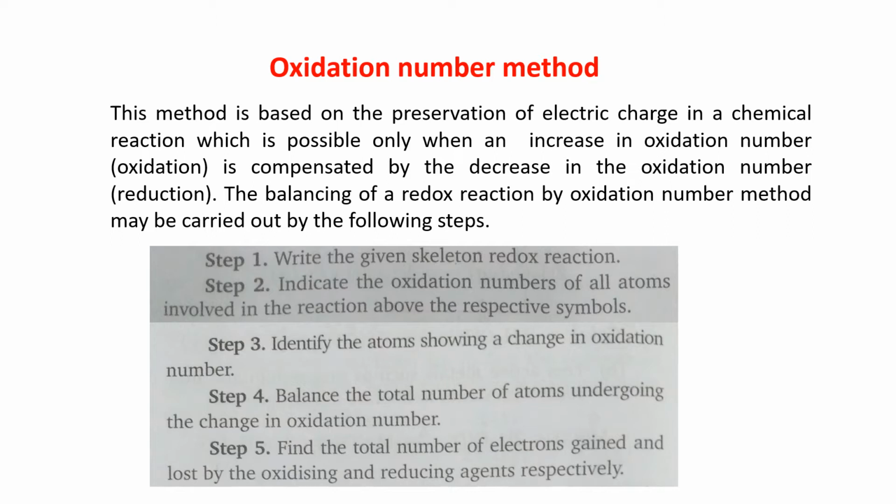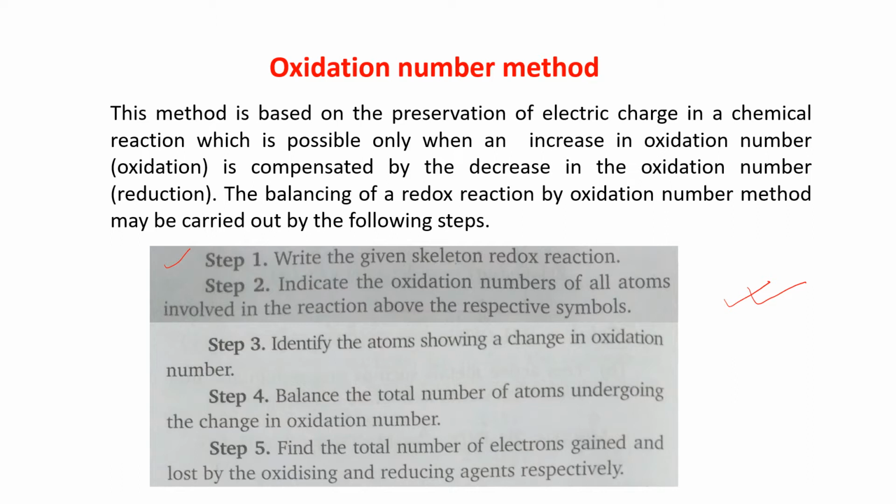The balancing of a redox reaction by oxidation number method may be carried out by following steps. These steps you have to remember. There are several steps for balancing a redox reaction through oxidation number method. So let me first discuss what steps are required. Step 1: write the given skeleton redox reaction. That means whatever reaction is given to you, first you write down that reaction. That means copy the question.